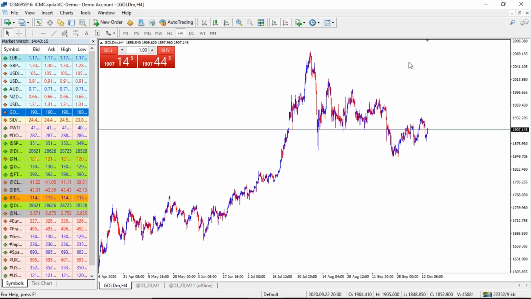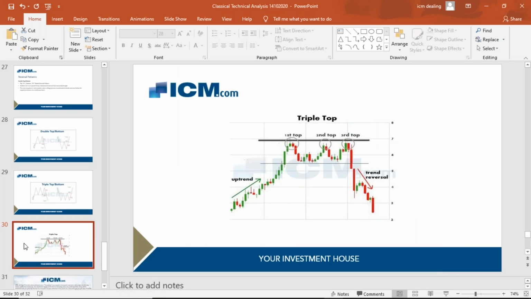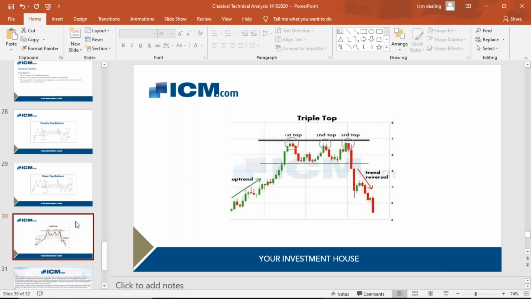So for classical technical patterns mainly, you have to look them up on the platform and try to find them. So this is all for today. If you have any questions, please write them down.